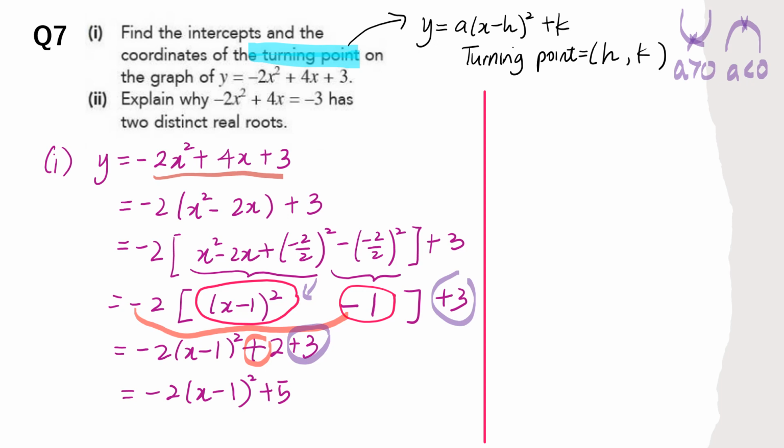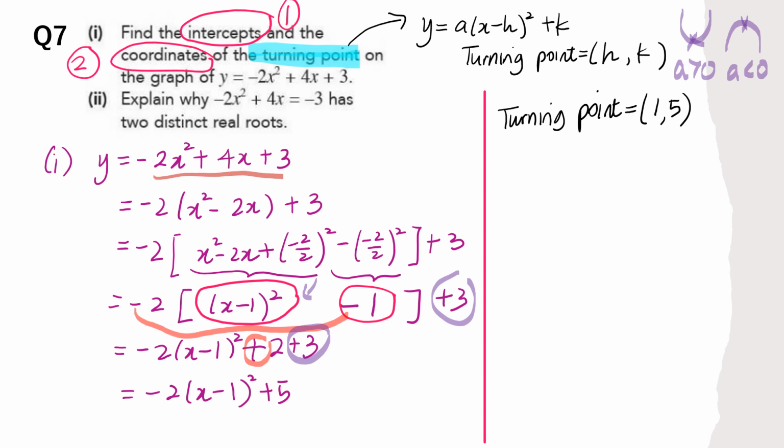Alright, so what would the turning point be? There are three things we need to find: the intercepts and also the coordinates of the turning point. So the turning point would just be 1, 5. Why just 1, 5? Because the maximum value of this curve will be 5, right? And to get the maximum value to be 5, x minus 1 is equal to 0. So x is equal to 1. That's how we get our turning point 1, 5.